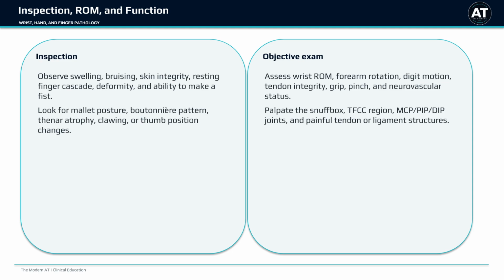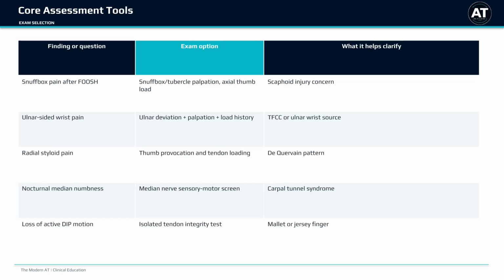Palpation should match the suspected structure. Snuffbox after FOOSH, TFCC region for ulnar wrist pain, MCP or IP joints after jamming, and painful tendon or ligament structures based on location. Choose assessment tools based on the clinical question. Snuffbox tenderness after FOOSH should make scaphoid injury a priority, so palpation, axial thumb loading, protection, and referral planning matter more than proving it is a sprain.